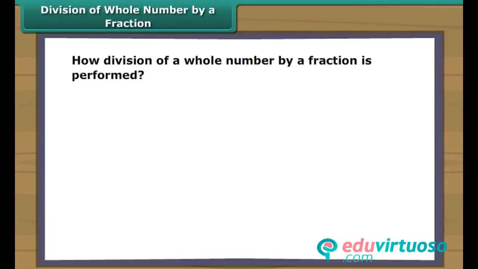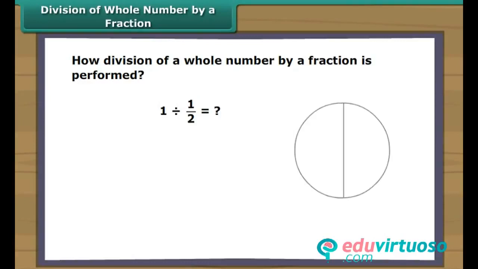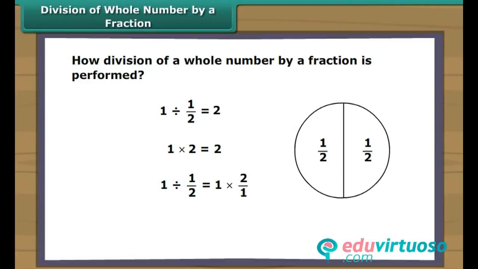Division of whole number by a fraction. How is division of a whole number by a fraction performed? Come, let us find out. Let us take the example of 1 divided by half. We divide a whole into a number of equal parts such that each part is half of the whole. Thus we will get 2 half parts. So we can say that 1 divided by half is 2, but 1 multiplied by 2 is also 2. Thus 1 divided by half is equal to 1 multiplied by 2/1. 2/1 is the reciprocal of 1/2.